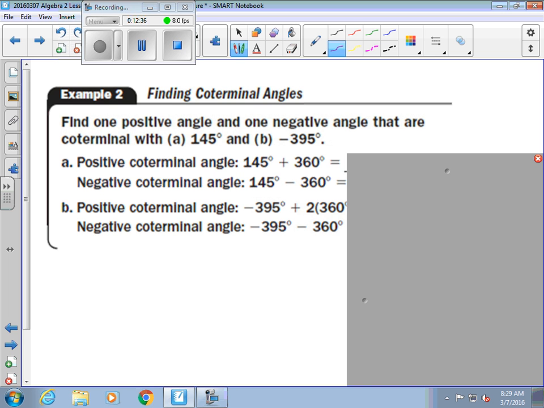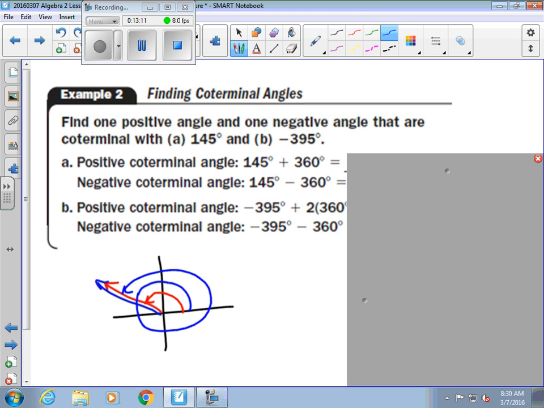So a positive coterminal angle, think about what's going on. The first one, if it's 145 degrees, it's going to be kind of right here. So a positive one would mean that you got to go the same direction. How can I open the same way and get to this without naming the same angle? Without naming 145 degrees, what would I do? I would go around again. And that's why it's 145 plus 360.